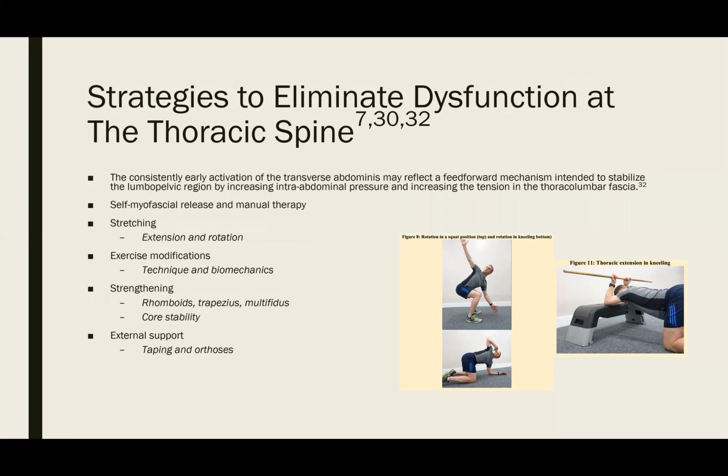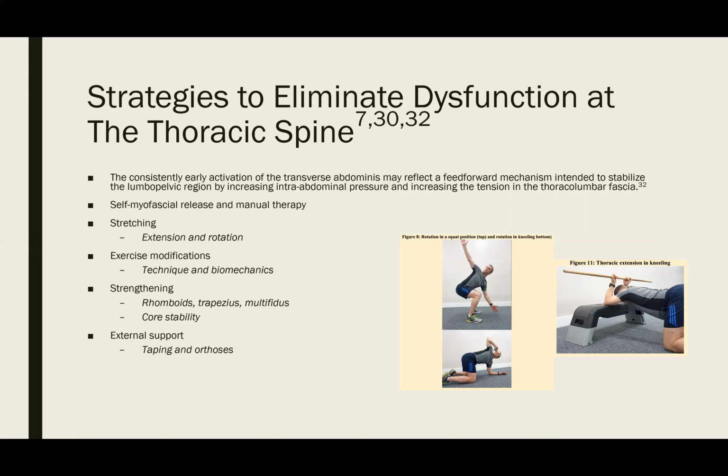Utilizing self-myofascial release and manual techniques to the thoracic spine and shoulder girdle to address tightness within the rhomboids, the traps, lats, pecs, and rotator cuffs, as well as the erector spinae musculature, are all beneficial. Implementing stretches focused on thoracic extension and distraction, as well as rotation, are all recommended. Implementing pectoralis stretches as well helps decrease mobility restrictions.